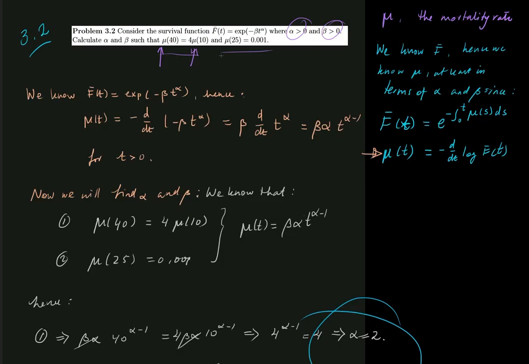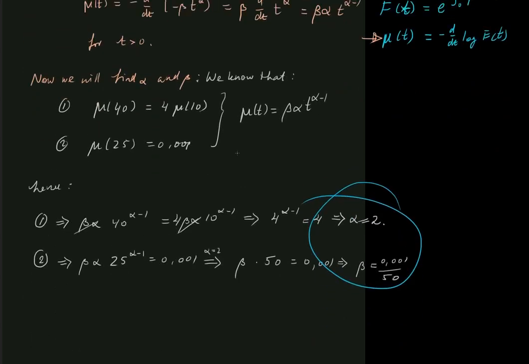So in this case, this is one of those cases where we estimate the parameters using the mortality rate. And we found out that the parameters were respectively alpha equal to 2 and beta equal to 0.001 divided by 50. And you can find the value of that on your own.